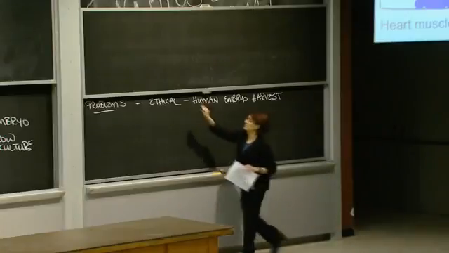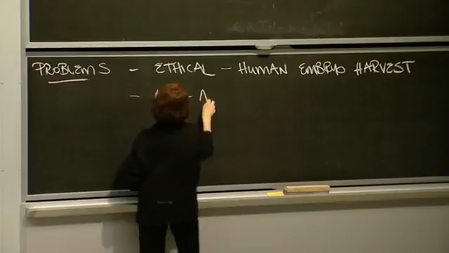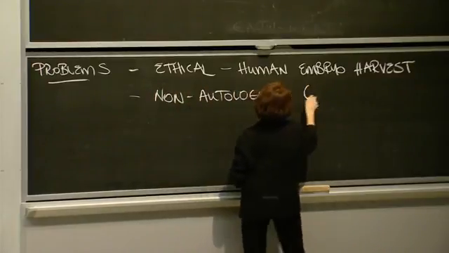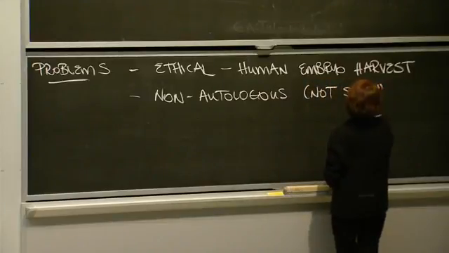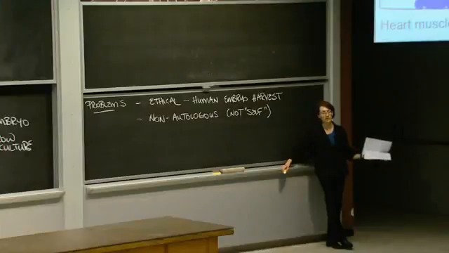But the second, even if you were, is that these cells are non-autologous. They do not match the person into which you're putting them. They do not match the immune system of the recipient. And so they'll be rejected, and it's the same as an organ transplant. You have lots of problems of rejection.